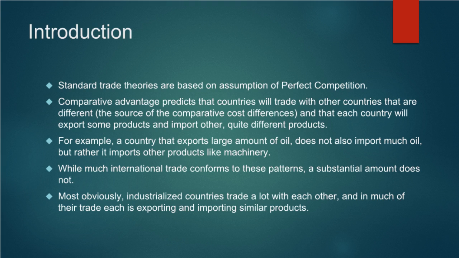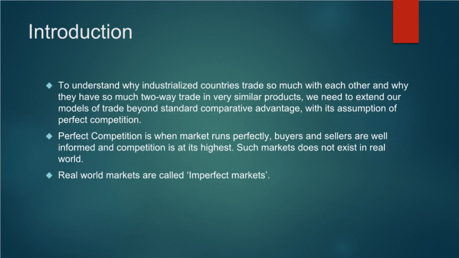Each country should export some products and import some other products, both different in nature. For example, a country that exports a large amount of oil does not also import much oil, but rather it imports other products like machinery. According to comparative advantage, countries that are similar should trade little with each other, which is not always the case. Industrialized countries are similar, yet they trade extensively with each other. Why? Here, we will try to understand why industrialized countries trade so much with each other and why they have so much two-way trade in very similar products.